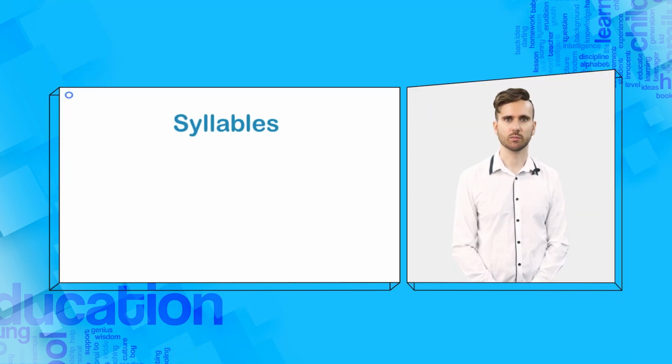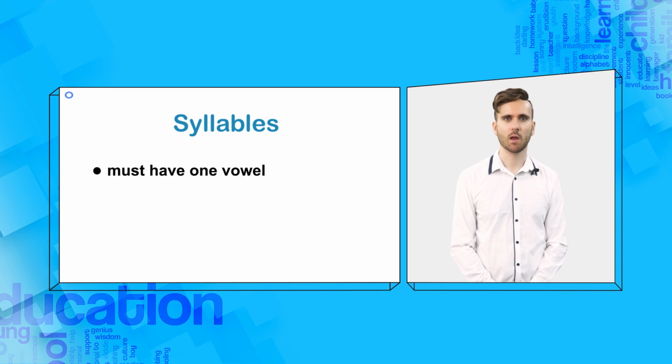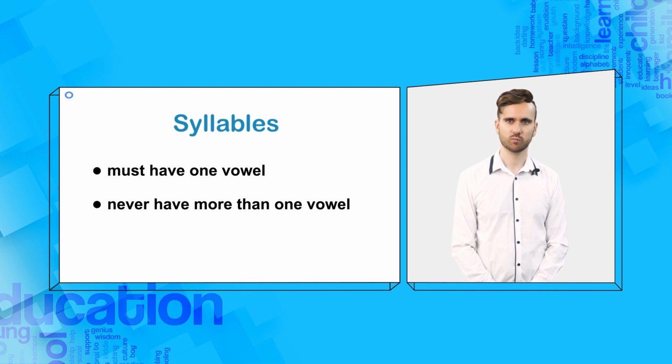Firstly, syllables. A syllable is either a part of a word or a whole word, because some words are made of only one syllable. Here are some rules. Firstly, all syllables must have one vowel. 2. A syllable never has more than one vowel. Remember, a diphthong is one vowel, yet it contains two sounds.